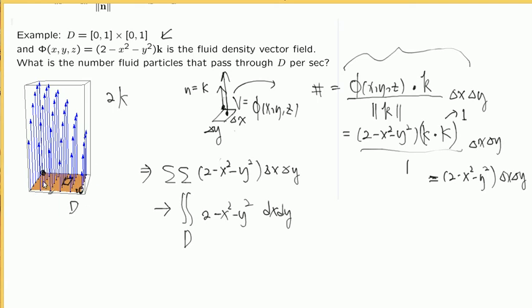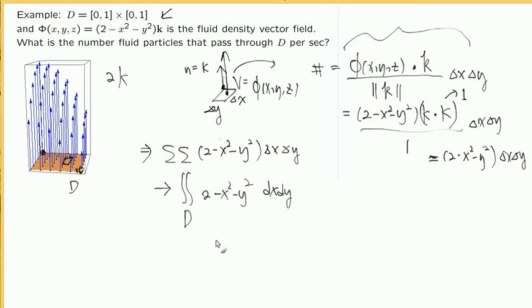Okay? I have no doubt that all of you can calculate this one. This is 0, 1, 0, 1. Easiest iterated integral, right? That's the number of particles. Put just a million in there. Make sense? Any question?